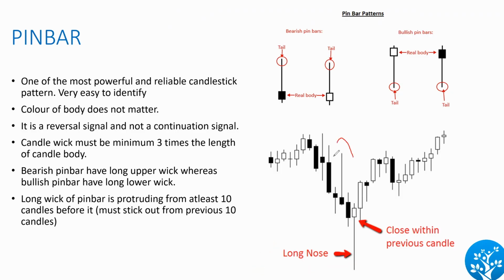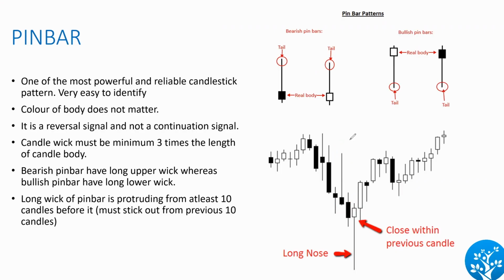Now, for example, if you look at this particular pin bar, this black color pin bar, it is a long bearish pin bar, right? It has a long wick on the upside, so it's a bearish pin bar. But if you see the previous 10 candles, it is not standing out. It has got obstruction on the left hand side.